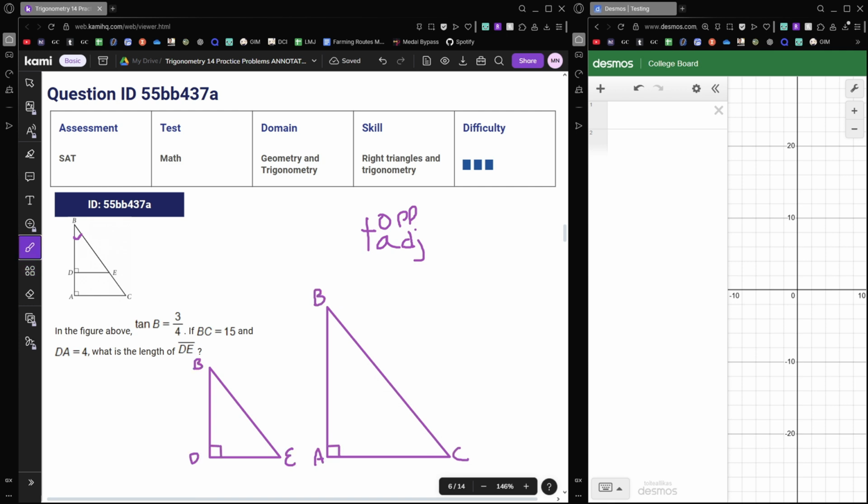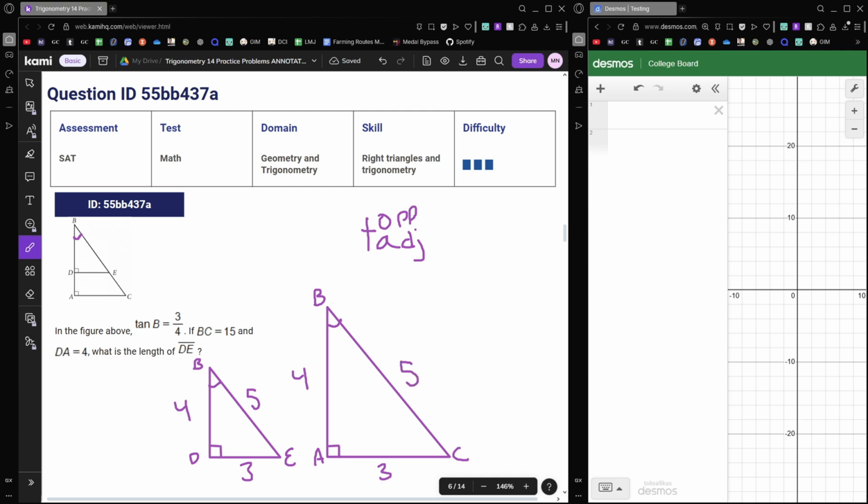Alright, so I went ahead and separated the two triangles. So here are our angle B's. Opposite of angle B is going to be 3. And then adjacent to angle B, which is this side right here, is going to be 4. Now you should notice that both of these triangles are 3, 4, 5 triangles. So that means that the hypotenuse will be 5.